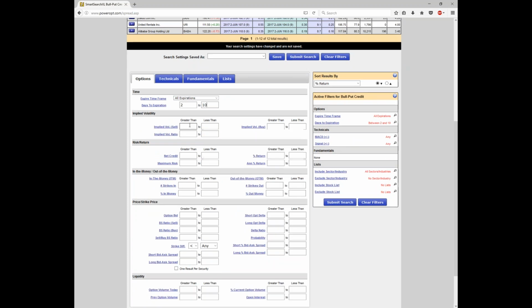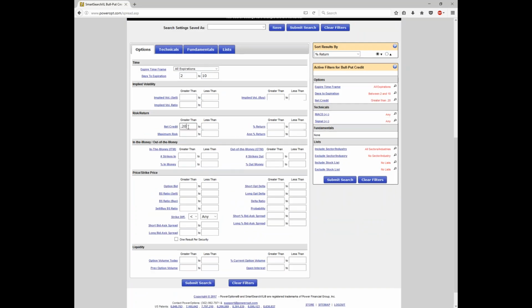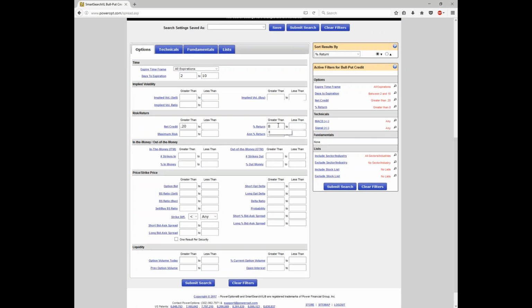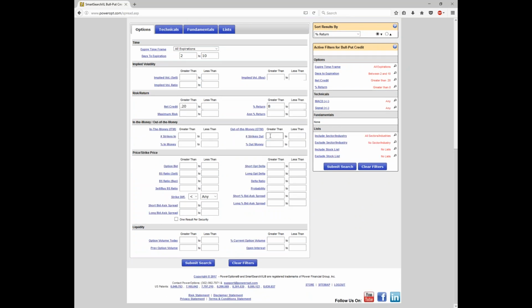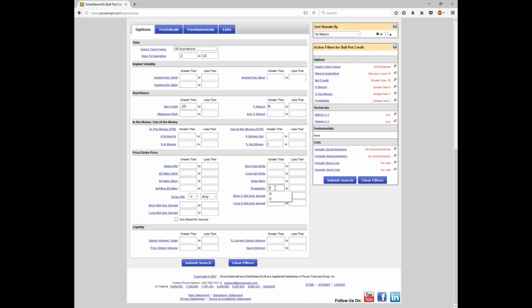You could put in ranges for implied volatility of the sell and buy option. I'm more focused on net credit. We're going to start with a requirement of 20-cent net credit, 8% return. We can evaluate strikes in or out of the money as part of my filters. Again, I'm just going to use 1% out of the money. I'm going to focus more on my probability. The theoretical probability the stock would stay above my strike prices and the puts would expire worthless. I'm going to put that at 77%. Personal preference. I'm going to put strikes equal to 2.